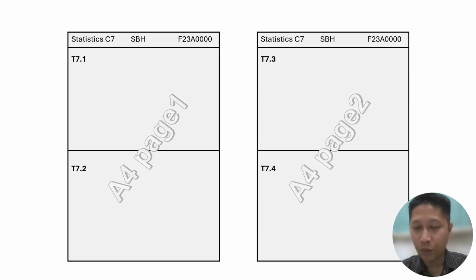Hi students, prepare two pieces of A4 paper for T 7.1, 7.2, 7.3 and also 7.4.